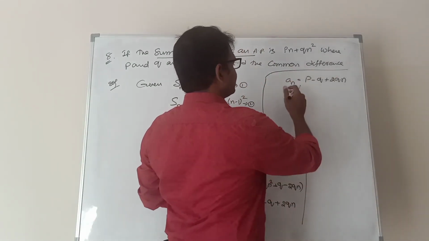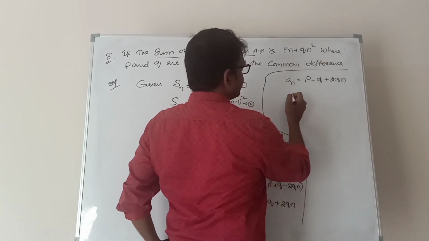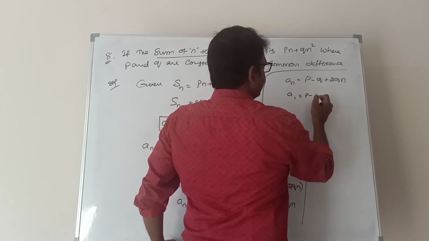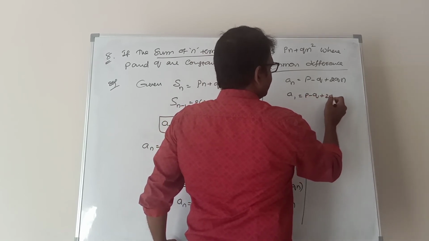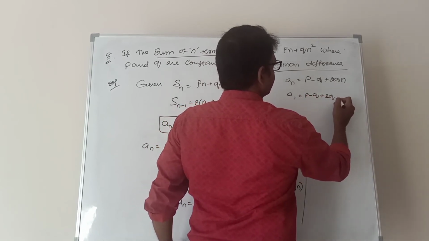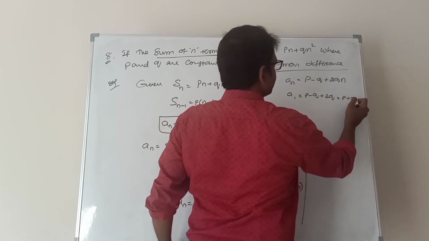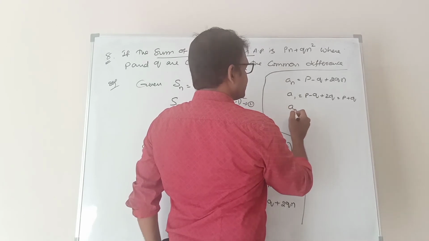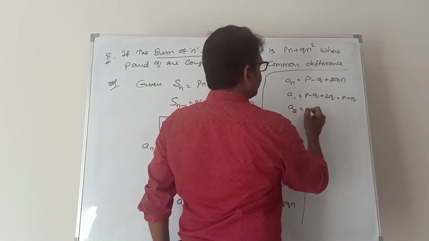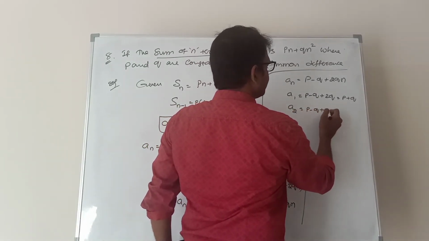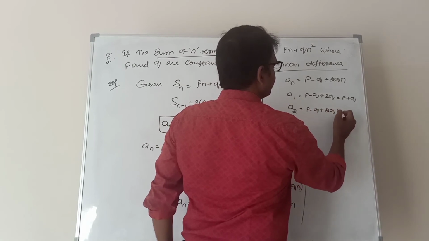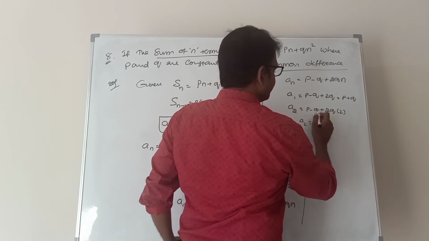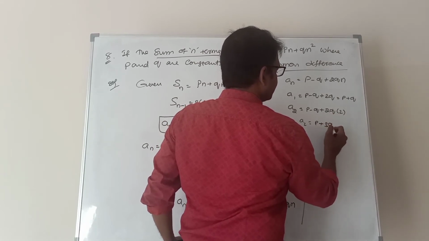Here we have the nth term, so we can find the first and second terms easily. Put n equal to 1. If n is 1, then you will get p − q + 2q into 1, that means 2q, so p + q. The first term is p + q. Next, the second term is p − q + 2q into 2.